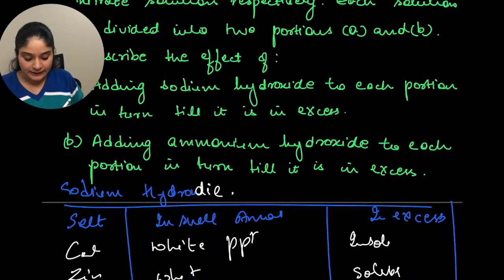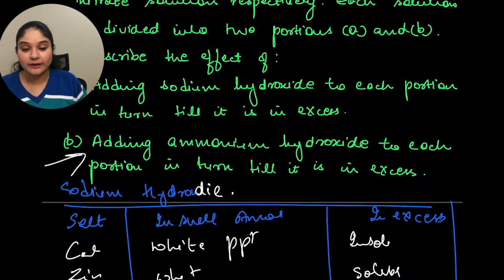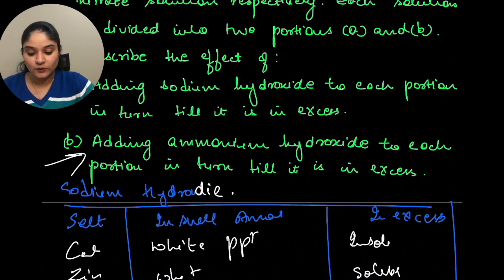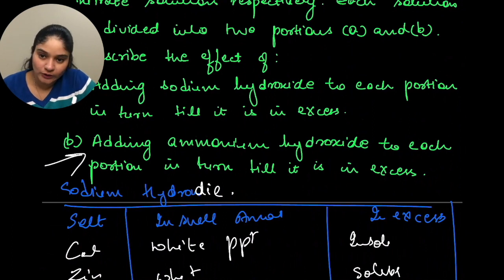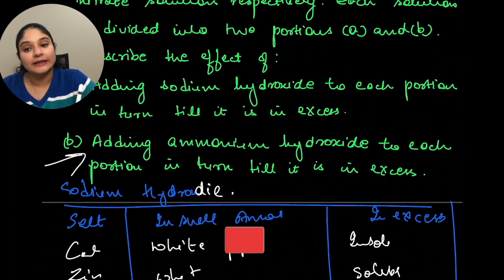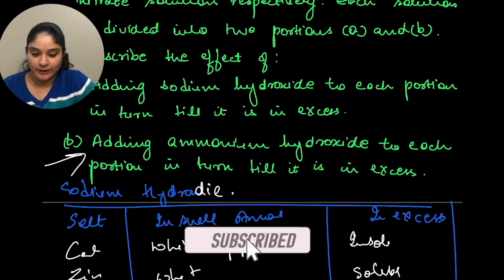Okay, one thing is that in this case we missed out the B part, that was adding ammonium hydroxide. So for ammonium hydroxide, if you have calcium nitrate, no visible reaction happens. Zinc nitrate and lead nitrate both give white PPTs. For zinc, it is soluble in excess of ammonium hydroxide. For lead, it is insoluble in excess of ammonium hydroxide.